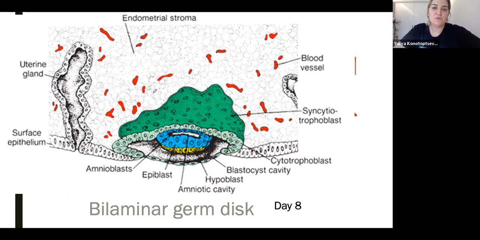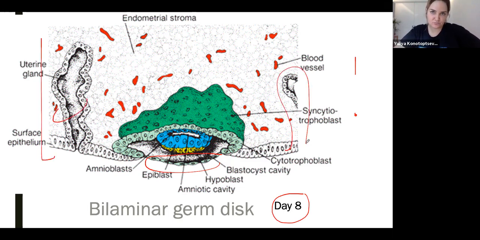So what do you see? This is your blastocyst, and you can see that it is implanted, more or less. It's not fully implanted because part of it is still hanging outside of the endometrium, but it's starting its normal implantation. This is day 8. This is the endometrium. You can see that these are uterine glands. Uterine glands, as you remember, are rich in glycogen. So this is a very good source of nutrition for my blastocyst.